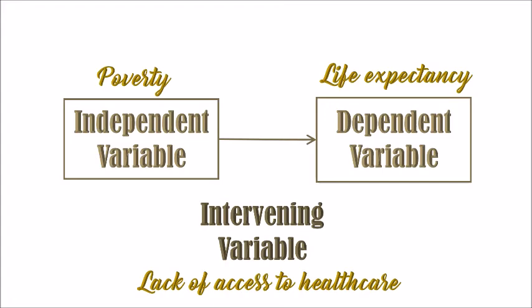In the study on the impact of poverty on life expectancy, the researcher would like to know if poverty can mean a shorter lifespan. One may argue that lack of access to healthcare is one cause of shorter longevity. In this case, we may consider lack of access to healthcare an intervening variable.